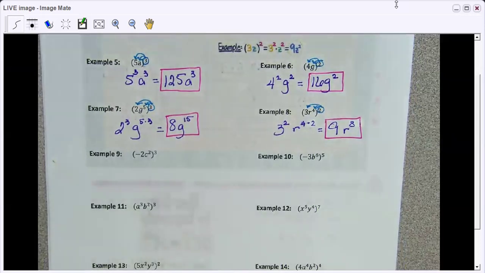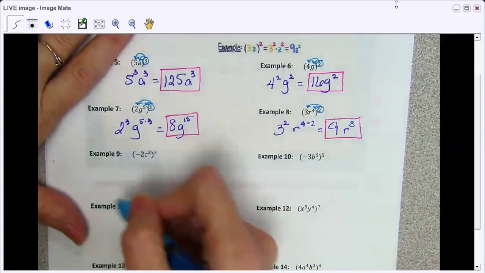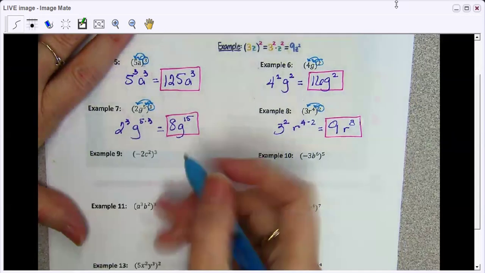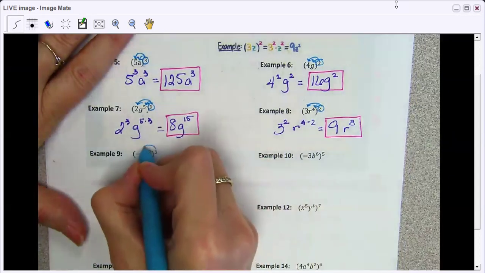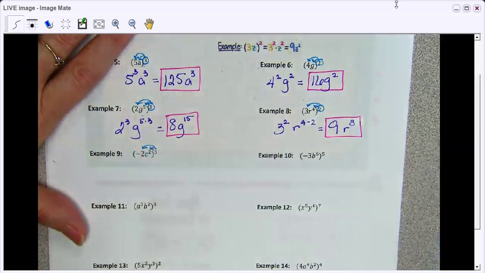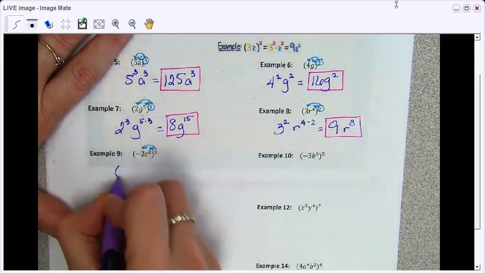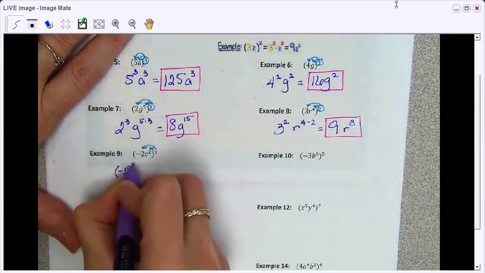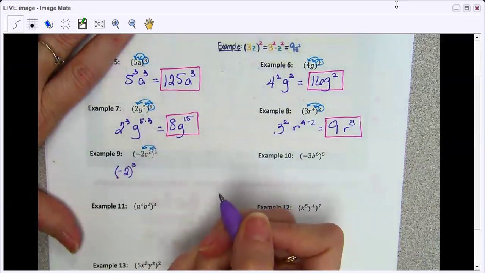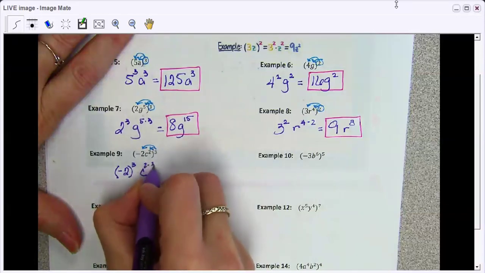So when you're dealing with negative numbers, because the -2 is on the inside of the parenthesis, when you distribute the 3, you're going to distribute it to a -2, and it's going to look like this. -2 in parentheses raised to the power of 3, and then c squared times 3.